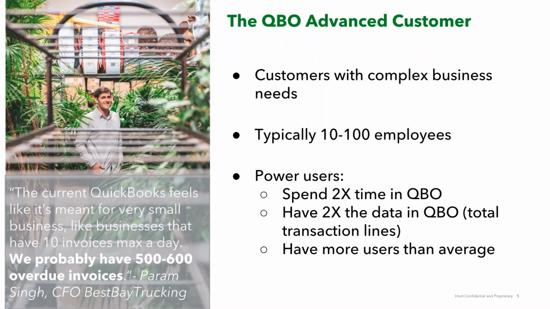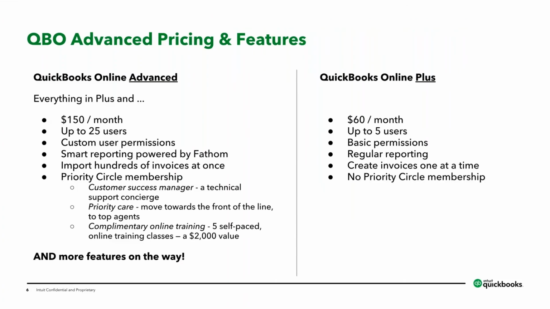So now that I've talked a little bit about the customer, I like to highlight the differences between QBO Advanced as well as QBO Plus. QBO Advanced has everything in Plus. It's $150 a month, up to 25 users. It has custom user permissions that are only in QBO Advanced. We also have smart reporting powered by Fathom.